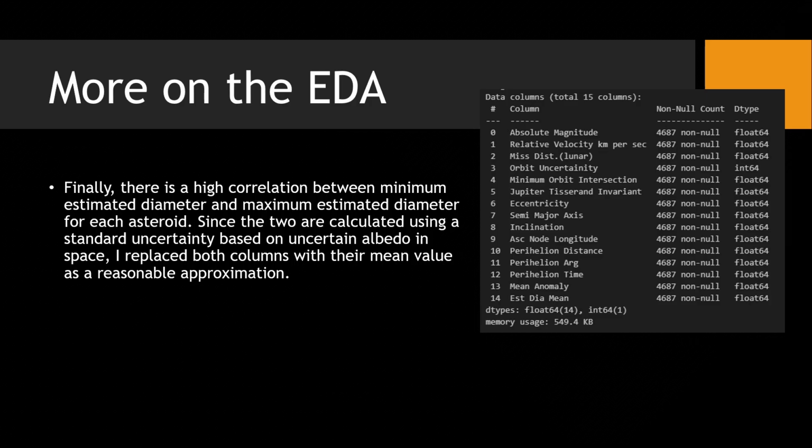And then finally, there's a high correlation between the minimum estimated diameter of the asteroid and the maximum estimated diameter of the asteroid. And that's because of how they're calculated, and that's based on a standard uncertainty due to uncertain albedo in space. And so as a reasonable approximation, I took those two columns and replaced them with a new column that held the mean value of the minimum and maximum for each asteroid.